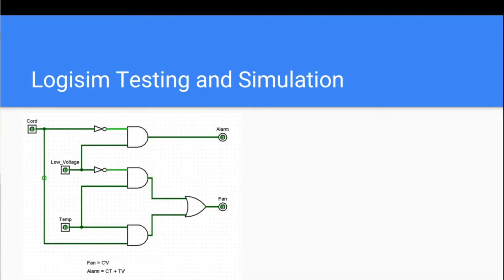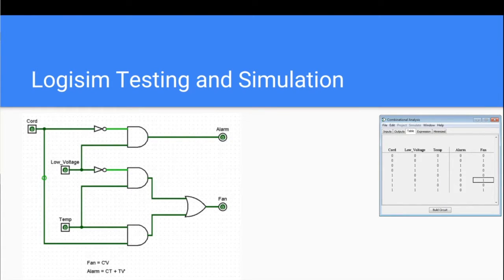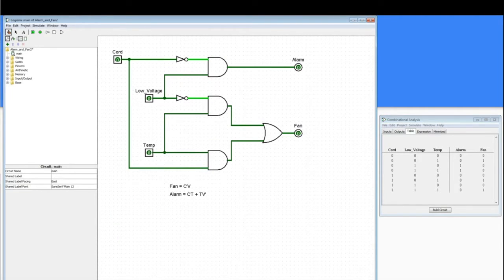Now here, we're going to test our digital circuit design. For the sake of time, we'll test by running just a few simulations. As you can see from the truth table, the fan should only have an output of 1 when the inputs for cord and temperature are 1 and low voltage is 0. So let's use Logisim to simulate this. So cord is 1, temperature is 1, and low voltage is 0. And there you have it. Fan has an output of 1.